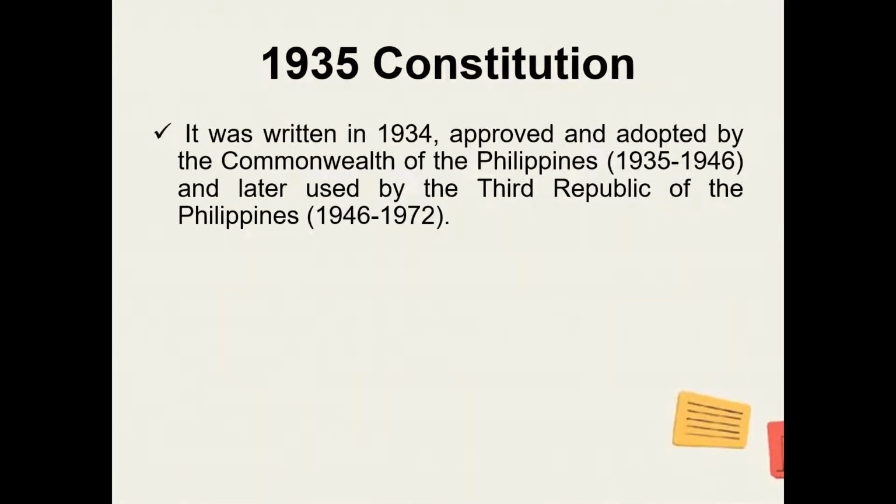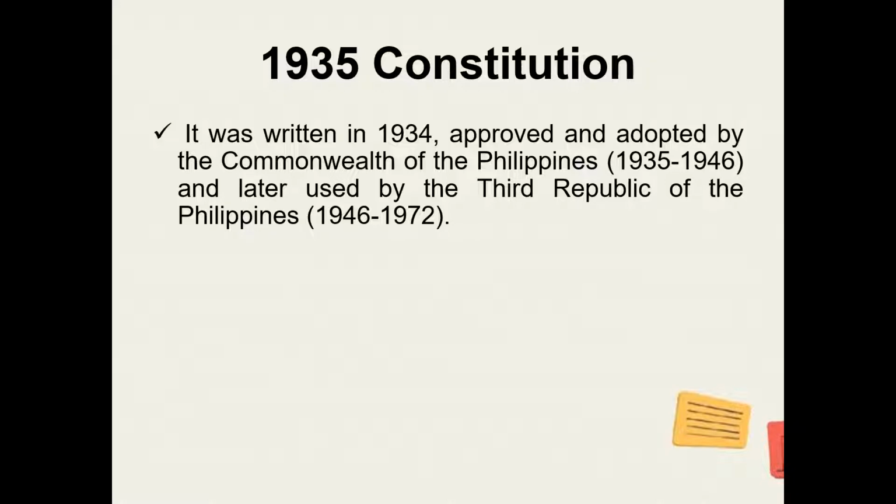1935 Constitution. This was during the American occupation. It was written in 1934, approved and adopted by the Commonwealth of the Philippines, and later used by the Third Republic of the Philippines. Okay. As we all know, the Philippines has been so loyal to the U.S. government, no? Because after the Spanish government, the U.S. government took over. Okay. But maybe the Filipinos thought at that time that the U.S. government would help us in the same way they helped Cuba, because Cuba is also one of the colonies of the Spanish government.